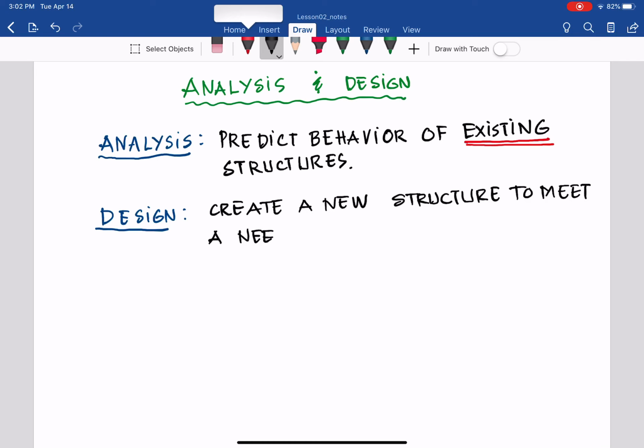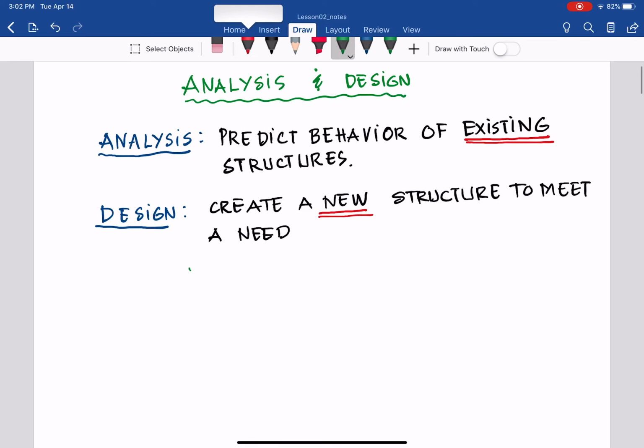For example, to meet the need for pedestrian students to cross the busy street near the FIU campus, the walkway bridge that I just mentioned earlier. So the key point here is to create a new structure, which we call design. Analysis is for the existing structure; that is the difference between the two. So for either analysis or design, we have a few terminologies that I want to go through. Let's talk about terminology.